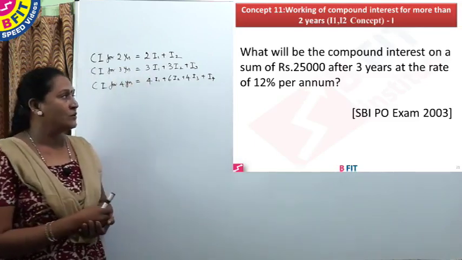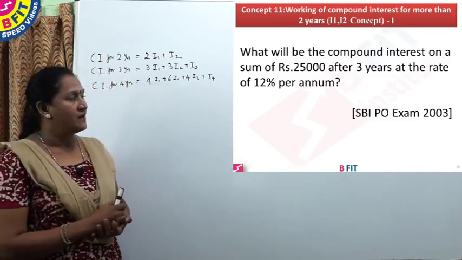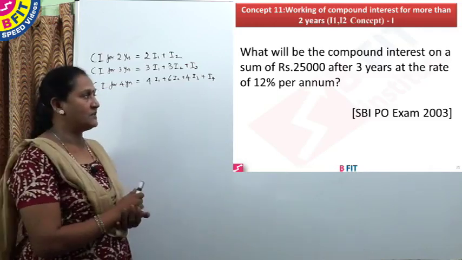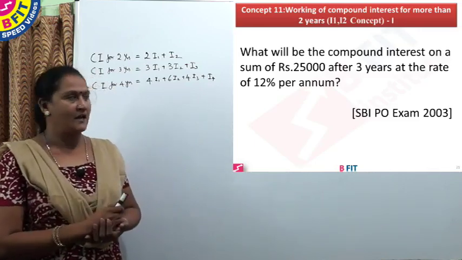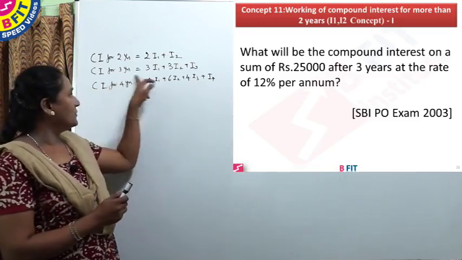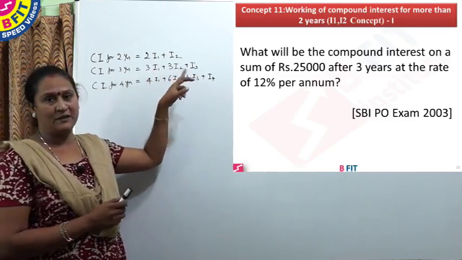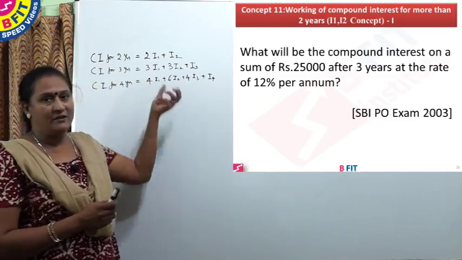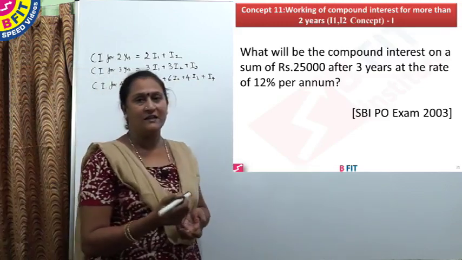Here the question is, what will be the compound interest on a sum of rupees 25,000 after 3 years at the rate of 12% per annum? In this question, the sum is given, the period is 3 years, and compound interest is asked. For 2 years we did already earlier, and for 3 years you can use this pattern. For 3 years it is 3I1 plus 3I2 plus I3. Just by finding I1, I2, I3 and computing this, you can get compound interest for 3 years. So we'll see the working.